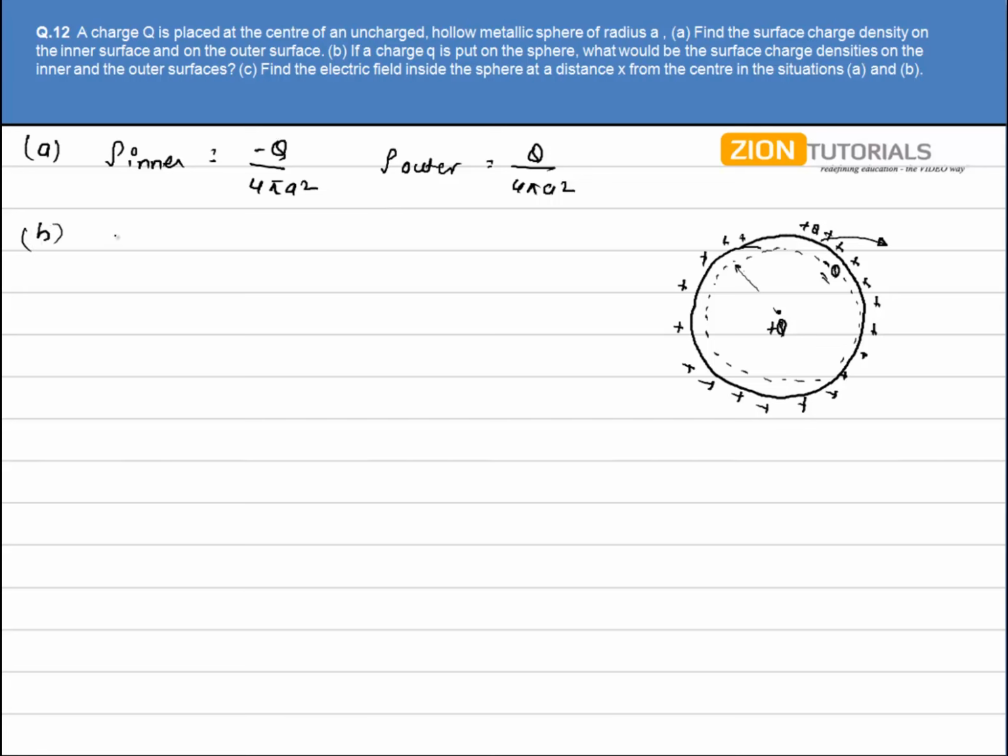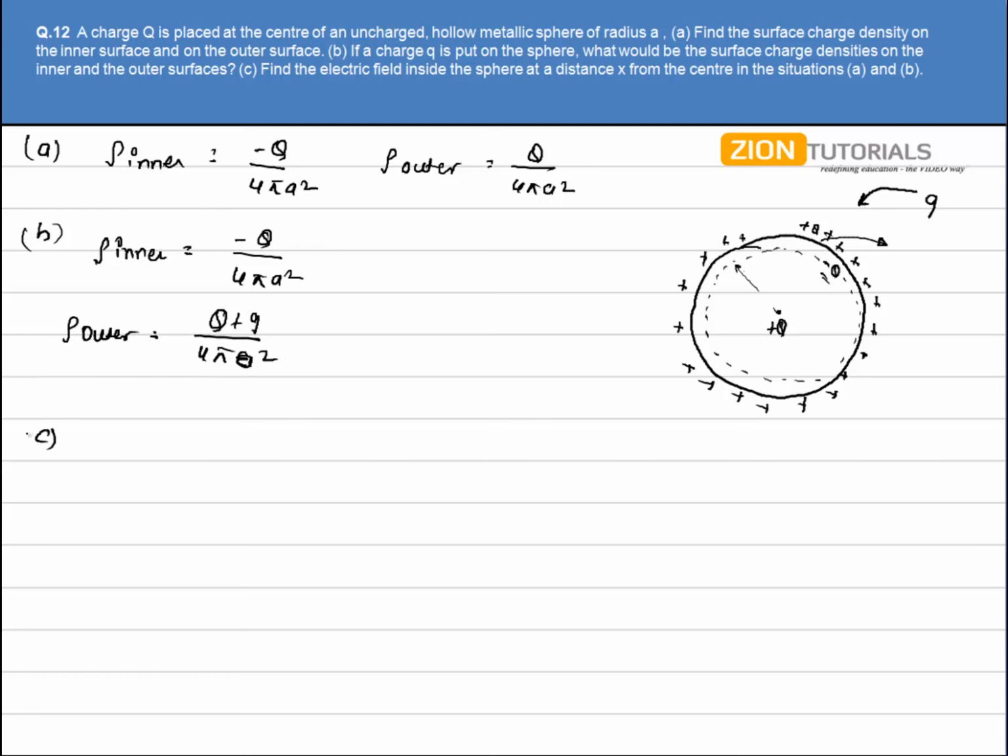If a charge q is put on the sphere, what would be the surface charge density on the inner and outer surfaces now? Let's say I put a charge q on the outer surface. Then clearly the inner surface will not change. The charge on the inner surface will remain the same, because the net charge inside the sphere has to be 0. So the charge on the inner surface remains minus q, and so does the density. But for the outer surface, the net charge is now Q plus small q, so the density will be (Q plus small q) divided by 4 pi a square.